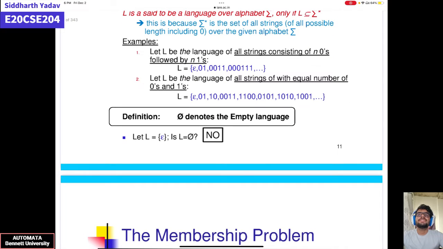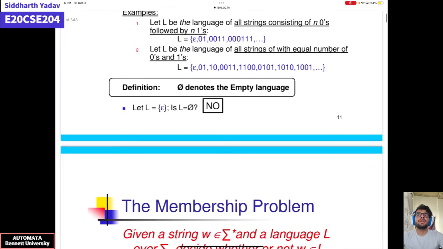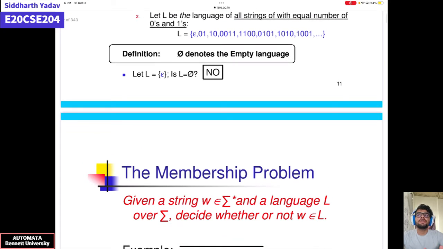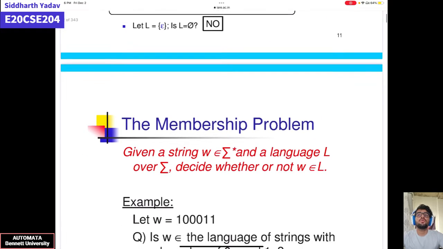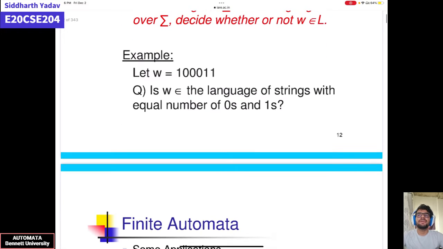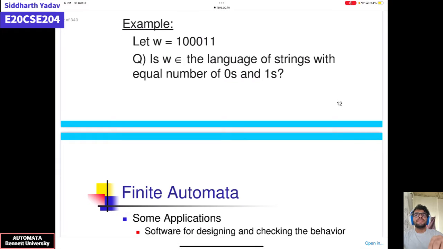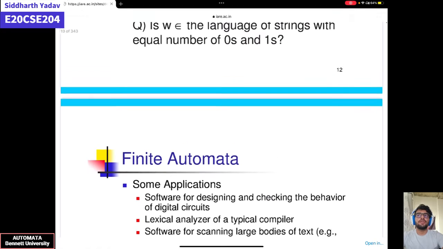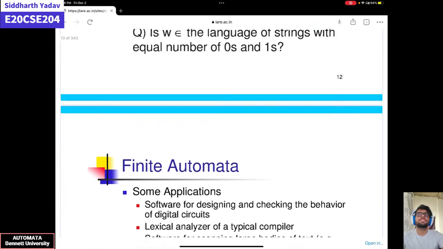Let L be the language of all strings consisting of n zeros followed by n ones. Let L be the language of all strings with equal numbers of zeros and ones. Phi denotes the empty language. Membership problem: given a string w belonging to sigma star and a language L over sigma, decide whether or not w belongs to L. Example: let w equal 10011. Does w belong to the language of strings with equal numbers of zeros and ones?